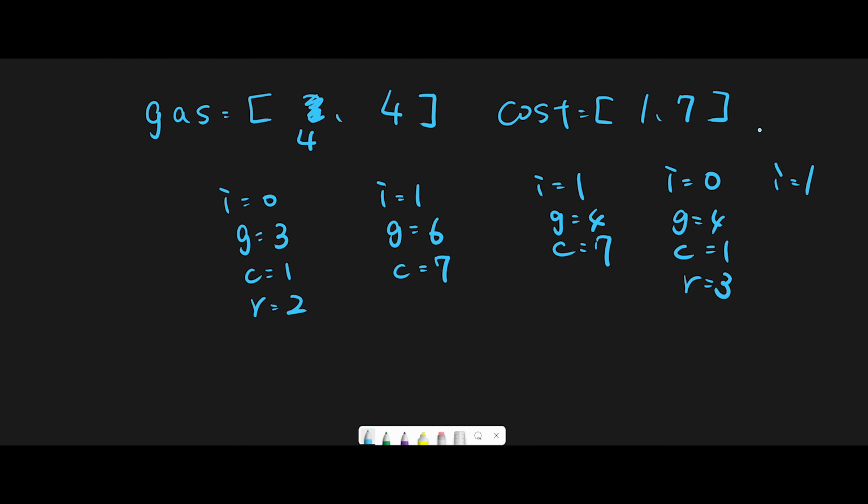So at index 1, we will get 4 gas. So total should be 3 plus 4, 7, right? And we use 7 gas to move to next place. Remaining gas is 0. And then we move back to index 0. So that's why we can travel around in a clockwise direction. So that's why we should return index 0. So index 0 is the starting point in this case.